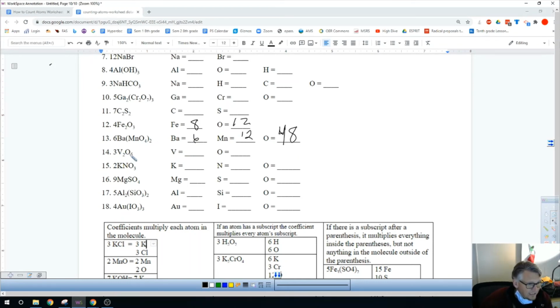3 V2O5s. So 3 V2s is 6. 3 times 5 is 15. 2 KNO3s, 2 Ks, 2 Ns, 2 times 3 is 6. 9 MgS, 9 Mgs, 9 Ss, 4 times 9 is 36.